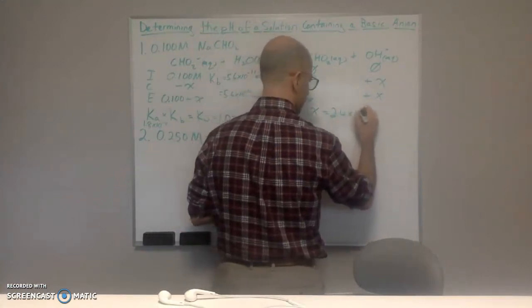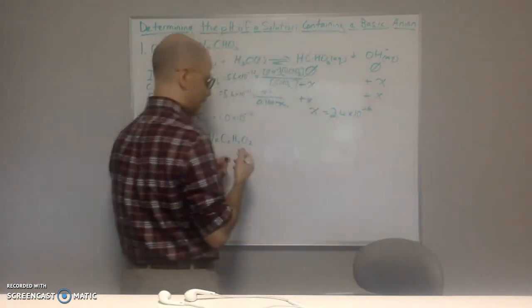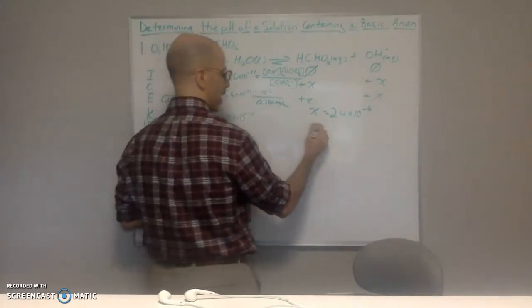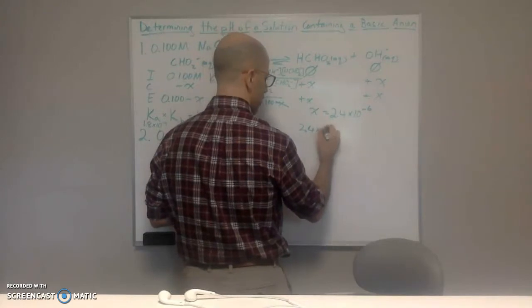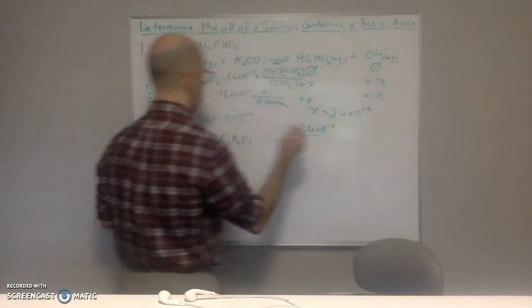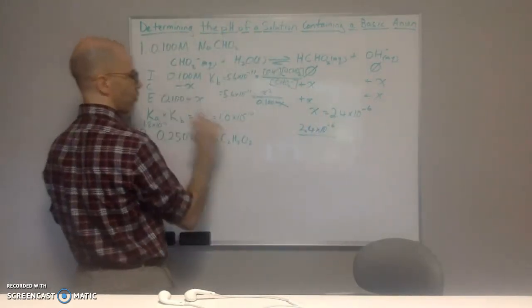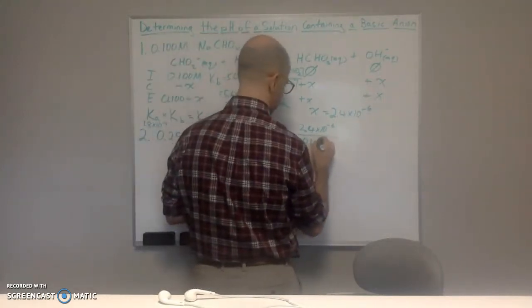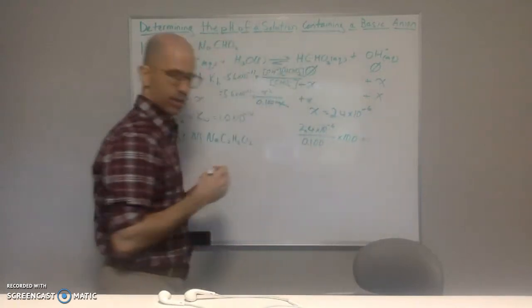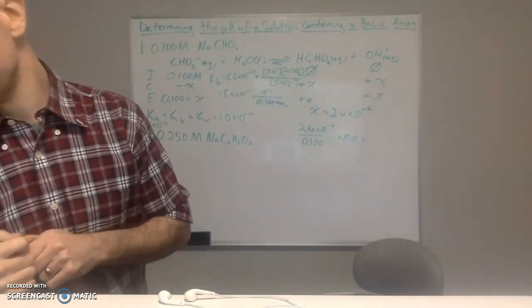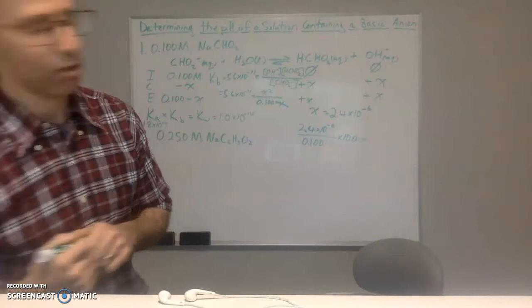2.4 times 10 to the negative 6. And again, if you take x, so 2.4 times 10 to the negative 6 divided by the original concentration, 0.100, multiply that by 100, you get a percentage of 0.0024.